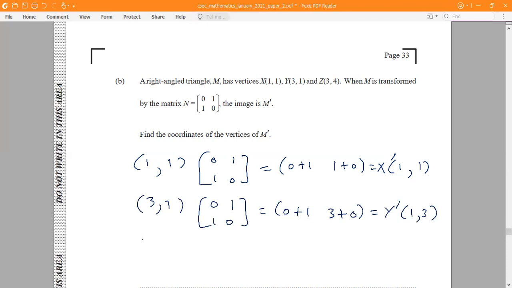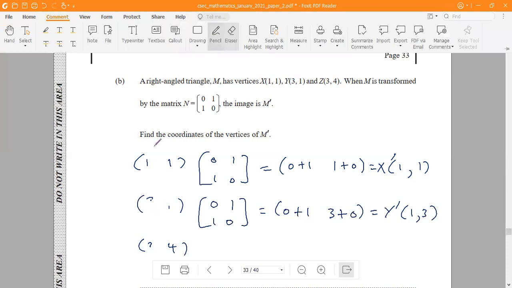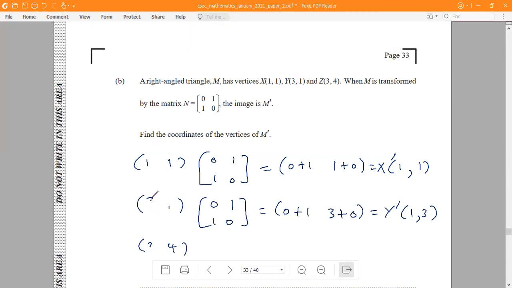And then we have 3, 4. So let's just remove these commas here. All right, so 1, 1, we have 3, 1, we have 3, 4. So we have them in matrix form. That's why we remove the commas.